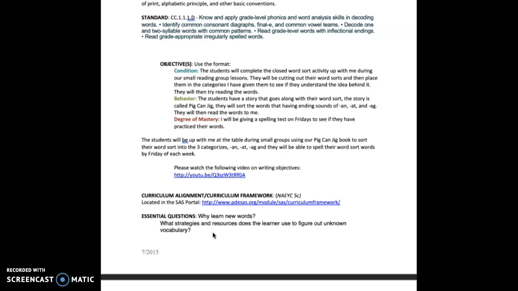For the behavior, the students have a story that goes along with their word sort. The story is called Pick and Jig. They will sort the words that have ending sounds of AN, AT, and AG. And then again, they will read the words to me.